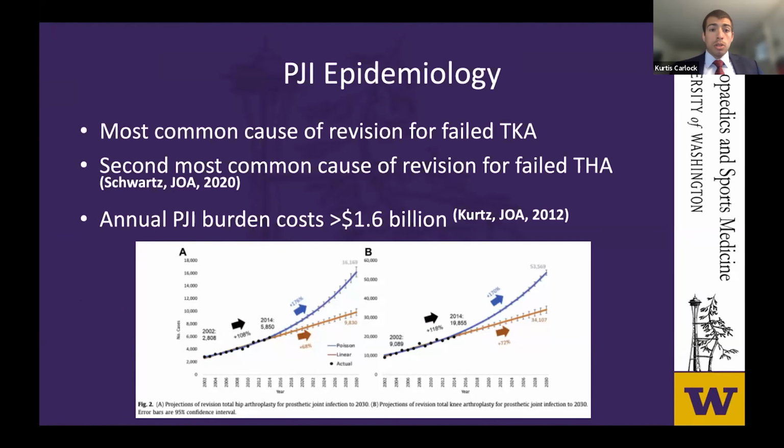So as we all are familiar, the incidence of primary total hip and knee arthroplasty has been steadily increasing year over year in the United States. This increase in primary arthroplasty procedures has been accompanied by a concomitant rise in revision arthroplasty procedures. And amongst those patients who are undergoing revision arthroplasty, prosthetic joint infection is quite a common cause. PJI is the most common cause of revision for failed total knee arthroplasty and the second most common cause of revision for failed total hip arthroplasty.